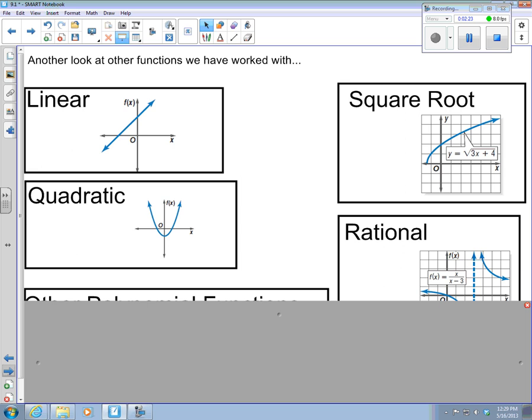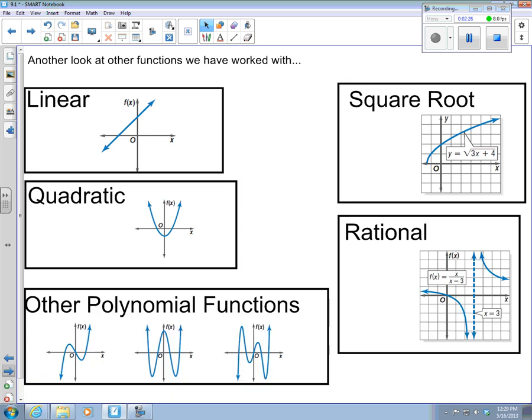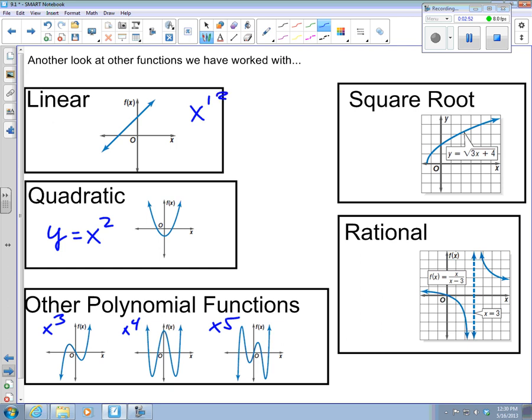We've worked with some other functions, just to reiterate here a little bit. Linear functions, of course, it's going to be x to the 1st power. Quadratic functions, you're working with y equals something like x to the 2nd power. Here this would be an x cubed, x to the 4th, and x to the 5th. The variable is not the exponent. You can see our exponents are 1 here all the way up to 5 over here.